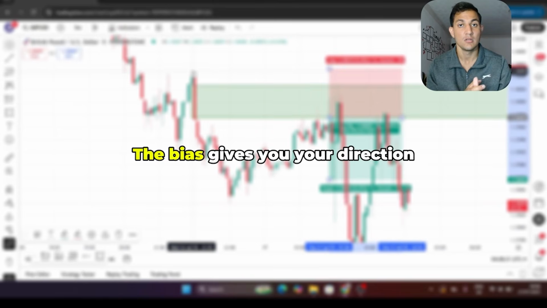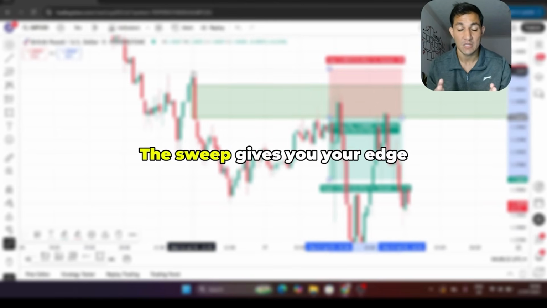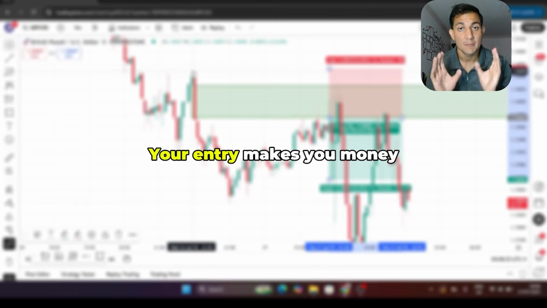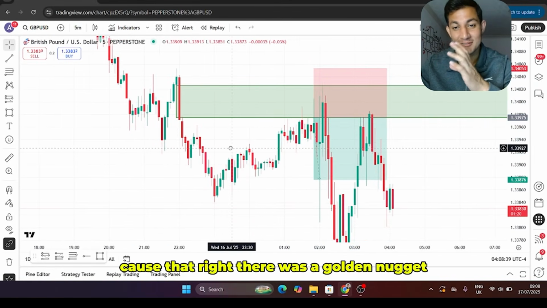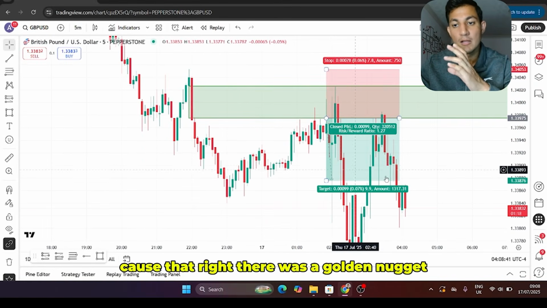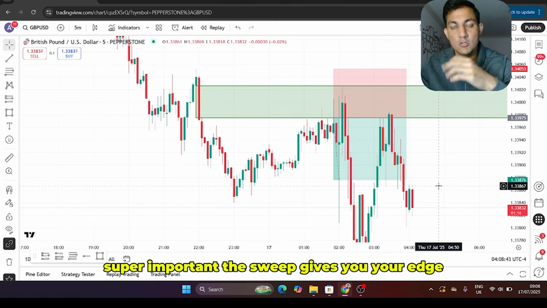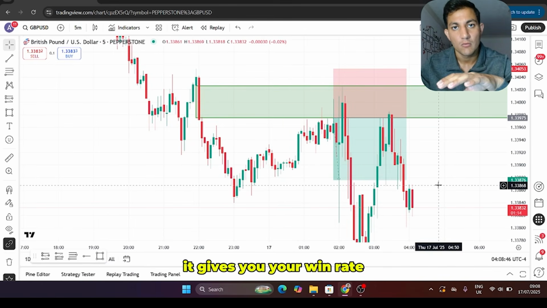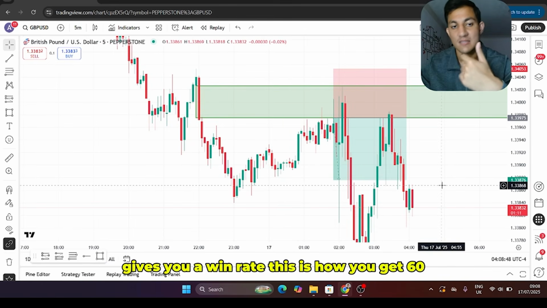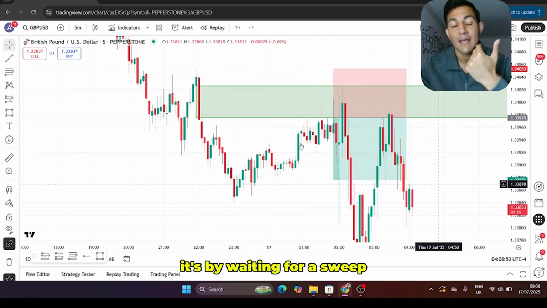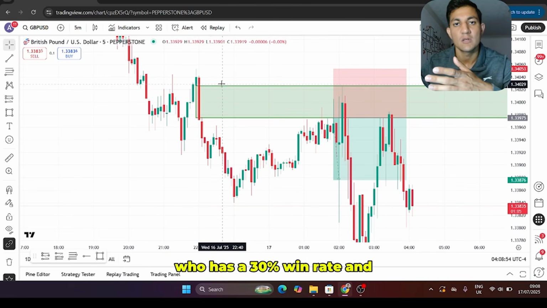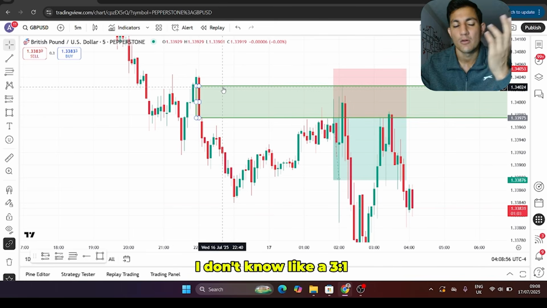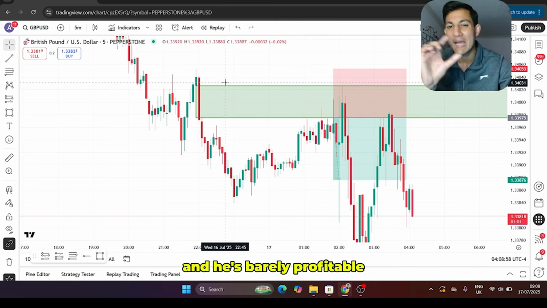The bias gives you your direction, the sweep gives you your edge, and your entry makes you money. You probably want to write that down and put that on a t-shirt, because that was a golden nugget. Super important. The sweep gives you your edge. It gives you your win rate. This is how you get a 60, 70% win rate in trading. It's by waiting for a sweep. If you don't wait for a sweep, you're going to be one of those guys who has a 30% win rate and a poor risk reward ratio, and is barely profitable.